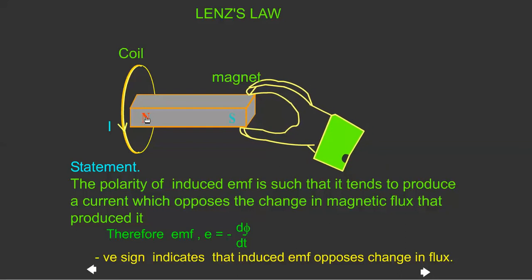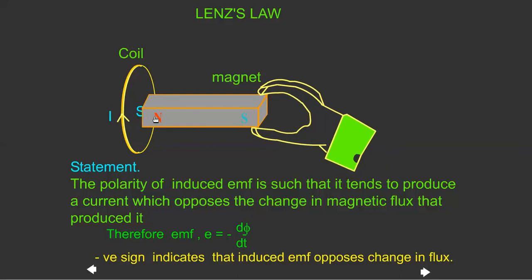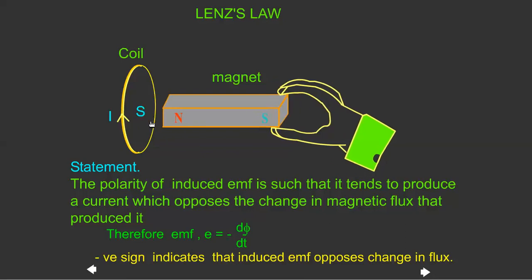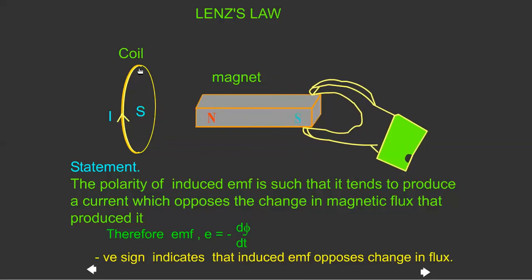Look here like this. Suppose the magnet is moved away, the induced EMF produces current in the opposite direction, so that this face becomes south. So it attracts the north, so that it opposes the north pole moving away. Look here like this. So the EMF produced in the coil opposes its motion, the motion of the magnet, so that it opposes its cause. So this is the explanation of Lenz's law.